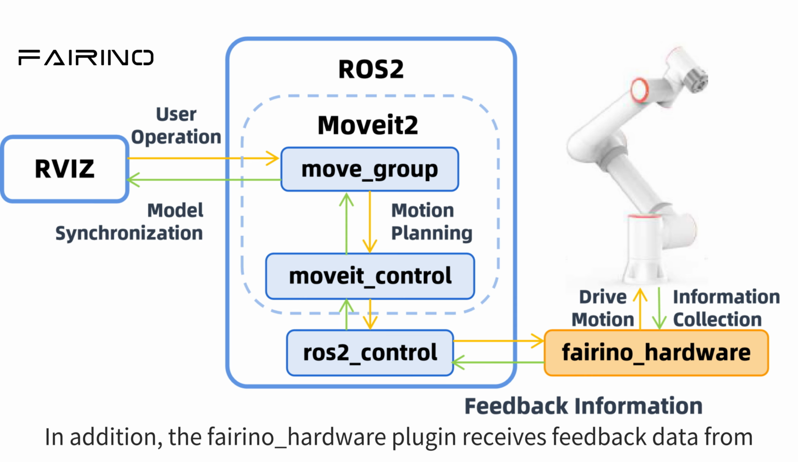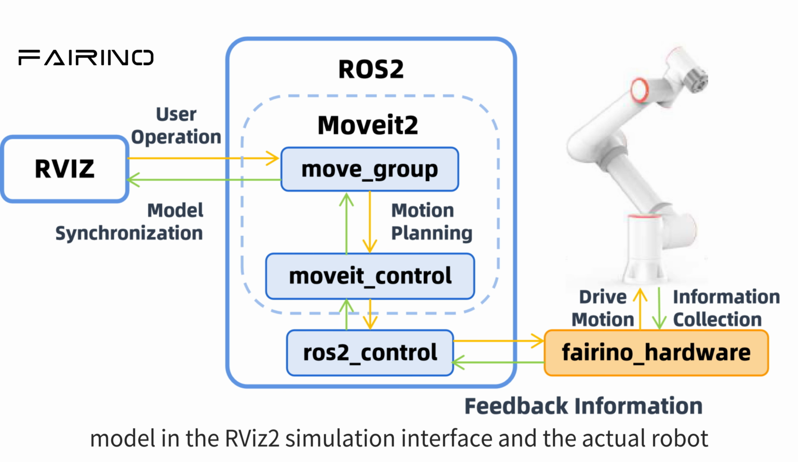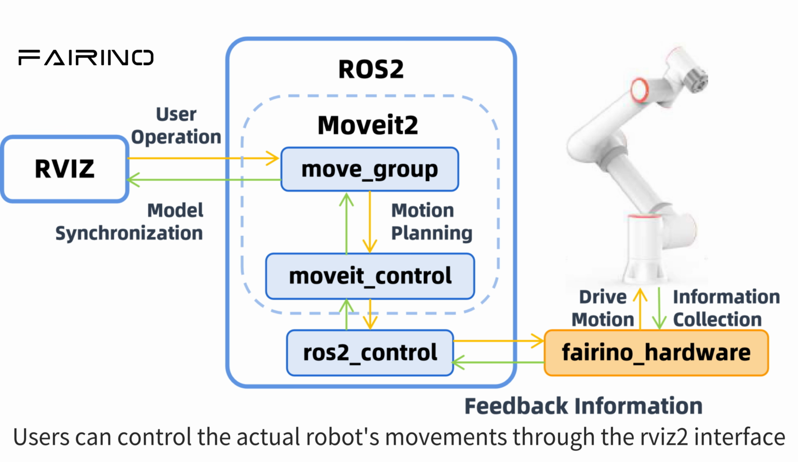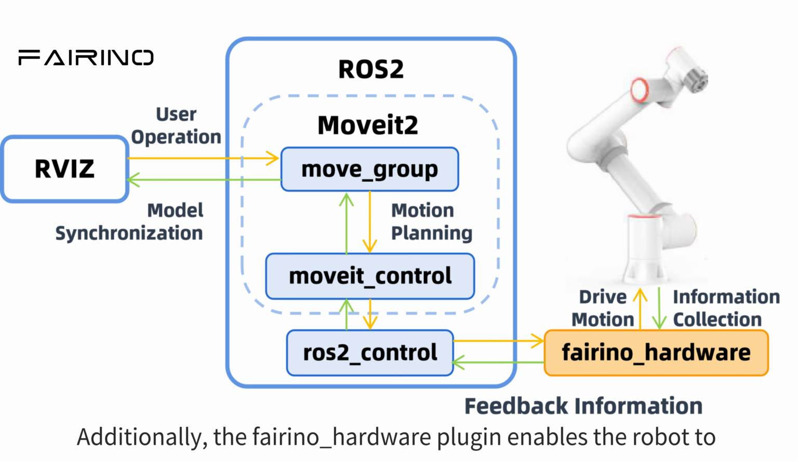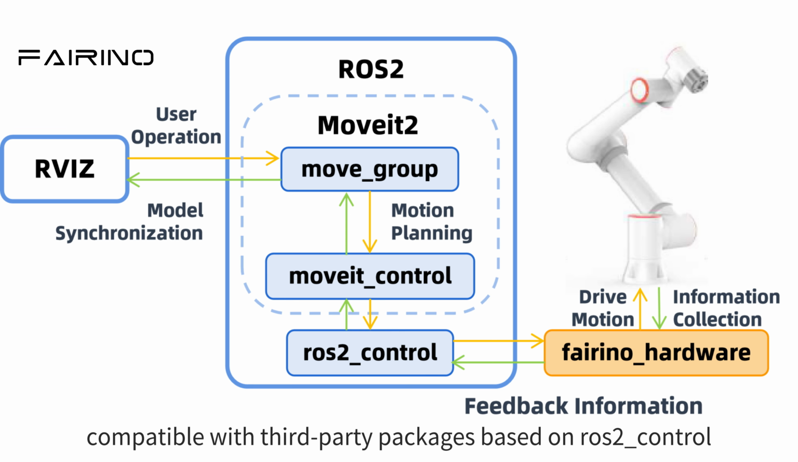In addition, the FAIRINO_hardware plugin receives feedback data from the actual robot. This enables synchronization between the robot model in the RViz 2 simulation interface and the actual robot. Users can control the actual robot's movements through the ROS 2 interface. Additionally, the FAIRINO_hardware plugin enables the robot to integrate with the ROS 2 control framework, making FR robots compatible with third-party packages based on ROS 2 control.